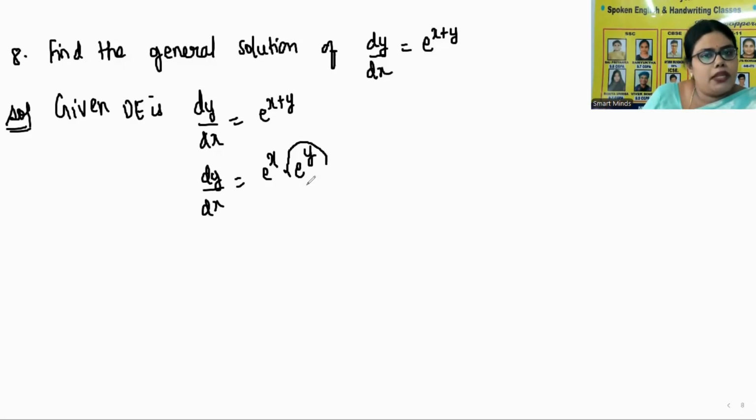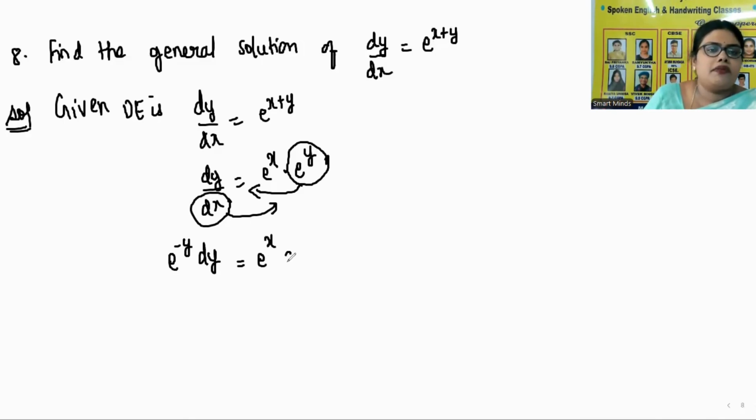So I will bring e power y to the left hand side and dx to the right hand side. So e power y, if I take left hand side, it will become e power minus y dy. And dx, if I take this side, it will become e power x dx. Dx, we are shifting from the denominator, so it is coming in the numerator. E power y, we are shifting from the numerator, so it is coming in the denominator. Understood?